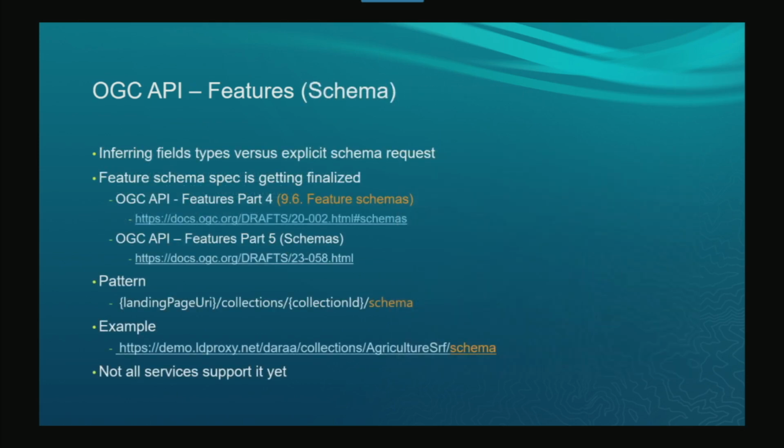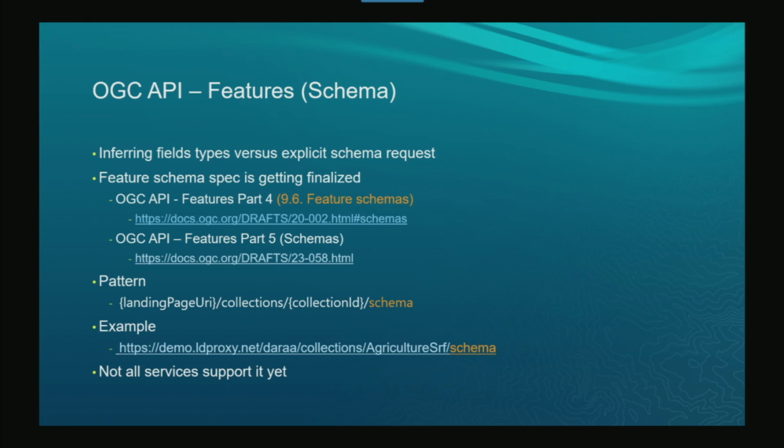Schema is a big thing for whoever wants to build a table-based solution on the client side. In the beginning, this wasn't defined, so we were inferring the type from the first 10 fields or so. It's still not final, it's getting finalized, but you can read about it, and it's close to being final in these two documents, in part 4 and part 5.